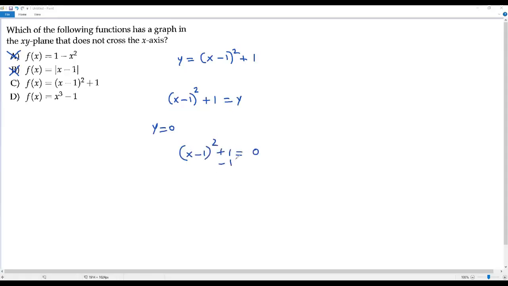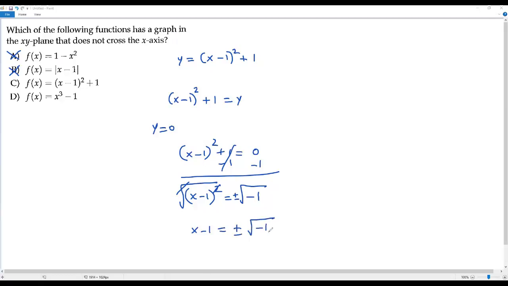Okay, now to solve for x, first I have to get rid of this positive 1. For that, I subtract 1 from both sides. Positive 1, negative 1 will cancel. I'm getting (x minus 1) the whole squared equals negative 1. Okay, now to get rid of the square, I have to take the square root on both sides. When I do so, the square root and square cancel out, and also for the square root, I have to consider a positive or negative sign. I am getting x minus 1 is equal to positive or negative square root of negative 1.